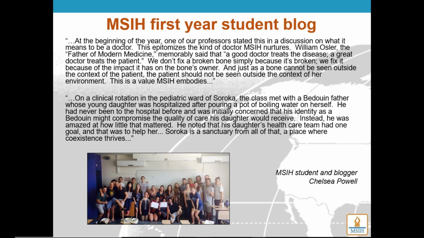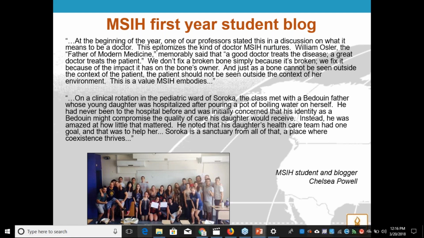Chelsea comments on the philosophy and the values that MSIH embodies. Our MD program is taught by experienced physicians, most of whom have personal involvement in global health. And together, they're dedicated to preparing a new generation of doctors who have a comprehensive view of healthcare around the world and who really want to improve the quality of patient care. In the second paragraph, she also just talks about the diverse patient populations that our students treat and really the sanctuary that Soroka Medical Center is.